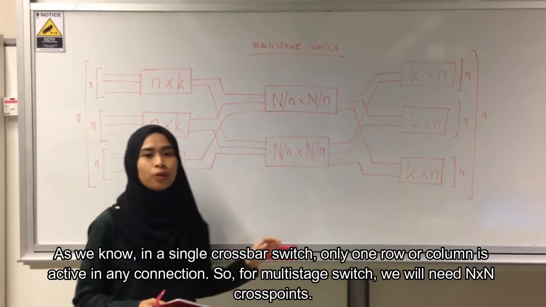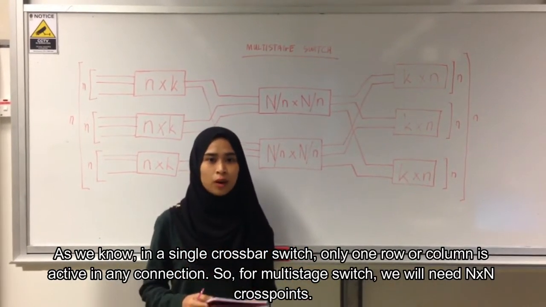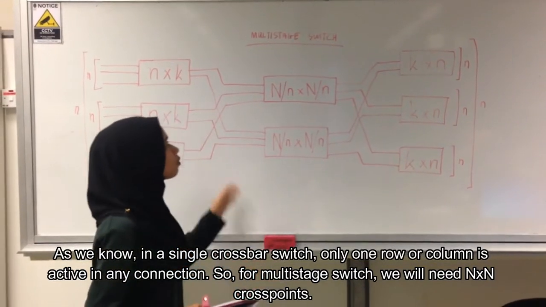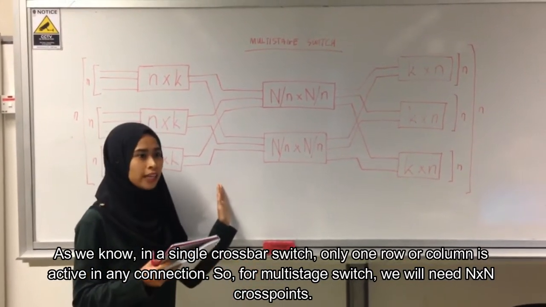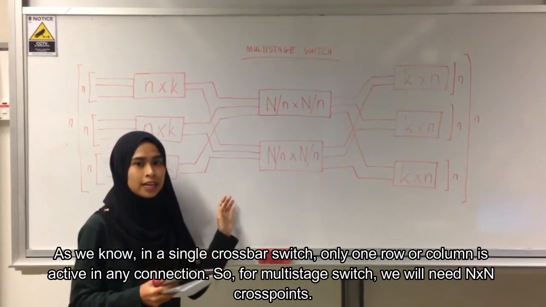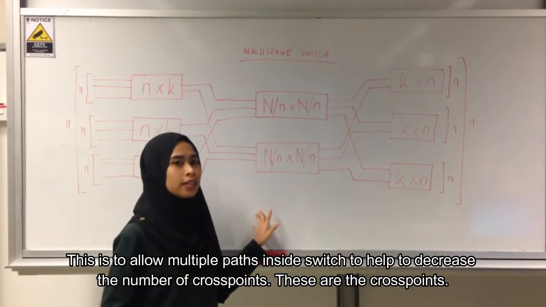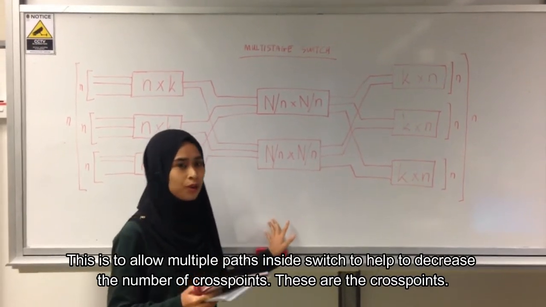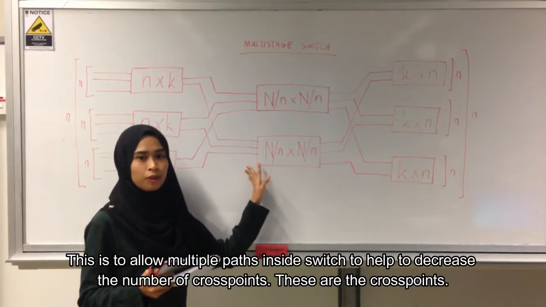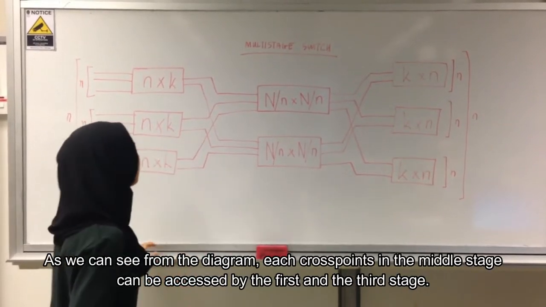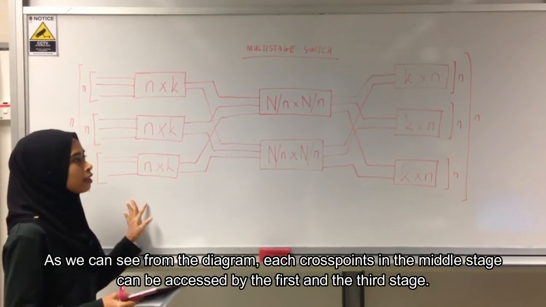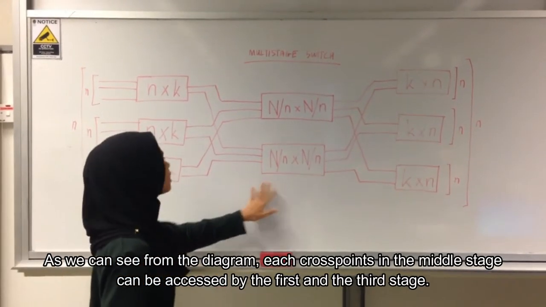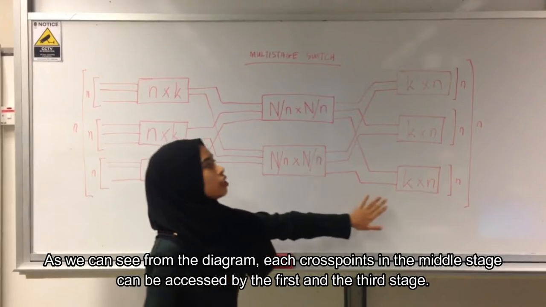Okay, as we know, in a single crossbar switch, only one row or column is active in any connection. So, for a single crossbar switch, we will need N times N cross points. A multi-stage switch allows multiple paths inside the switch to help decrease the number of cross points. These are the cross points. As you can see from the diagram, each cross point in the middle stage can be accessed by the first and the third stage.